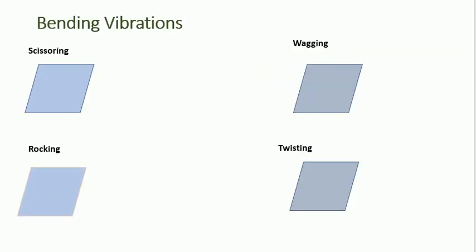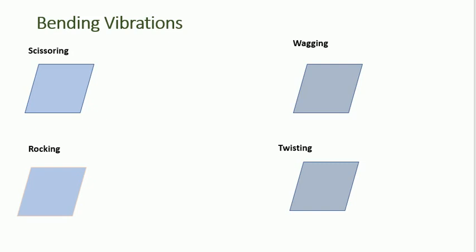So the next type of vibration is the bending vibration. What does bending mean? The bond angle changes between the two bonds. Bending vibrations are divided into four main types: first scissoring, then rocking, wagging and twisting. We have already heard these words and they are very familiar to us.